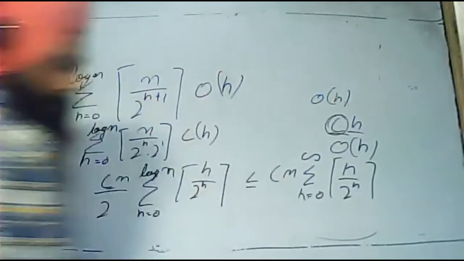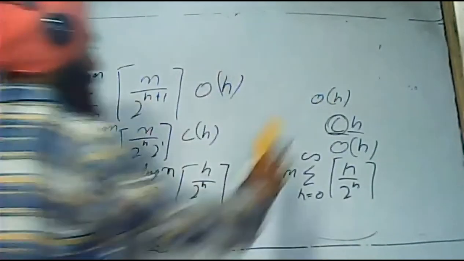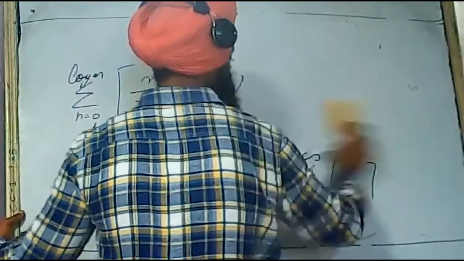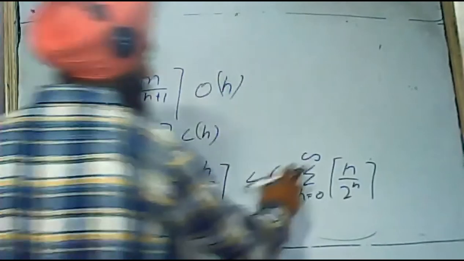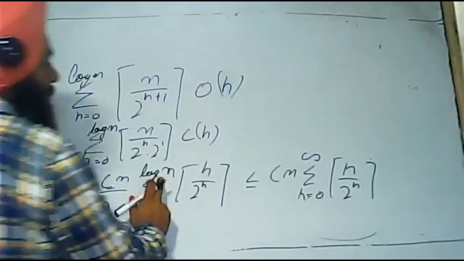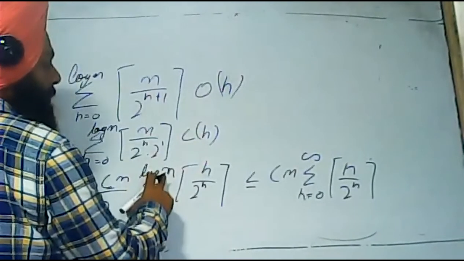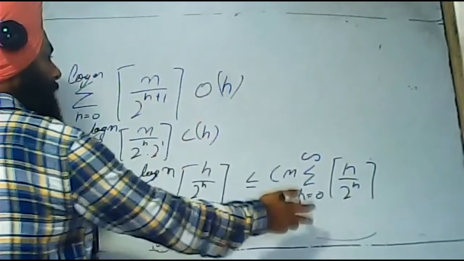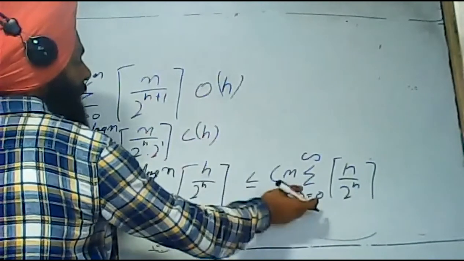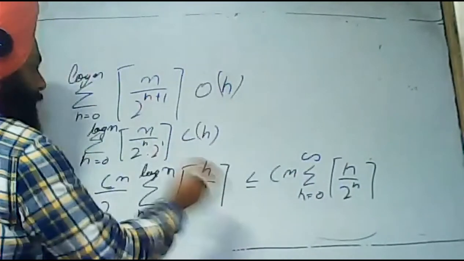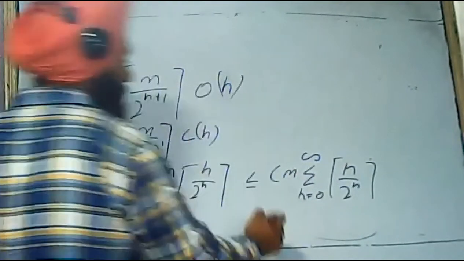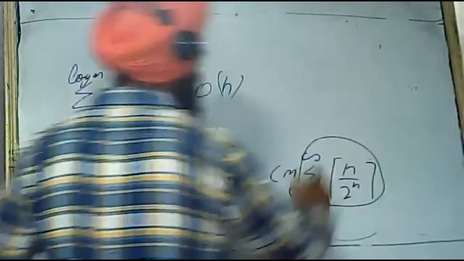What is this equation? This one is to the infinity, and the only difference is here we have log n. Log n is the maximum height of the tree, but there is no harm in taking that the height will be raised to infinity, because we can solve this one. What is the answer of this one?